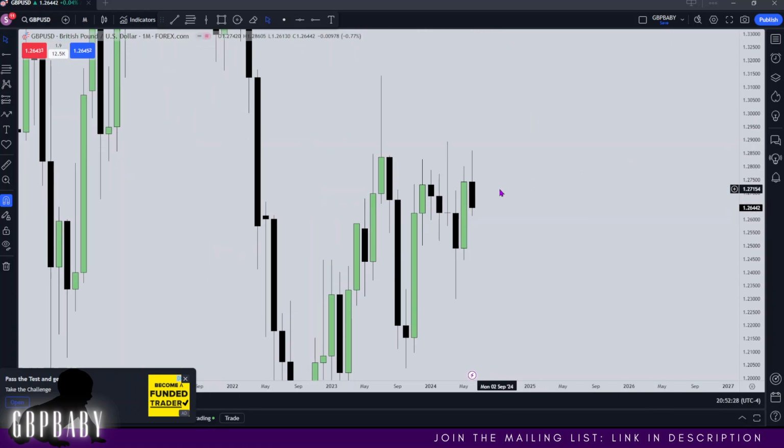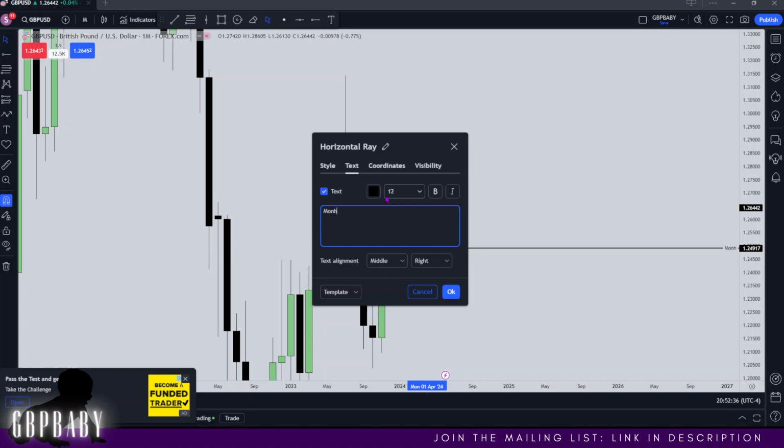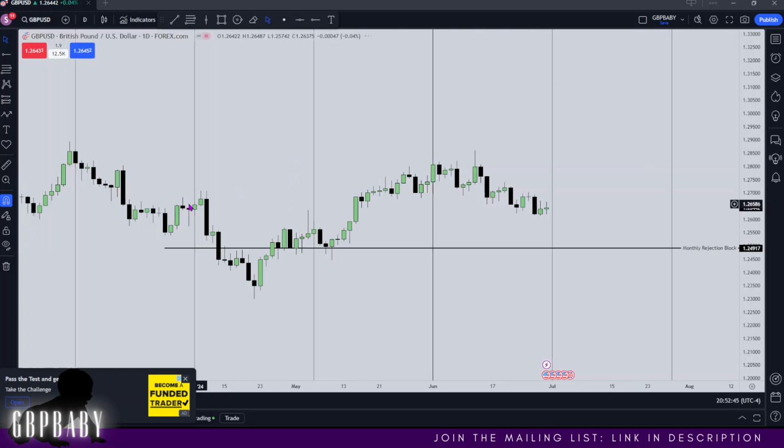But if we're expecting a down close month on pound, where do we want to draw to? Well, we have a beautiful rejection block level right here, and then this low as well. So I'm going to put monthly rejection block, just so that we know it's there, and then let's go and look at the IPDA data range.